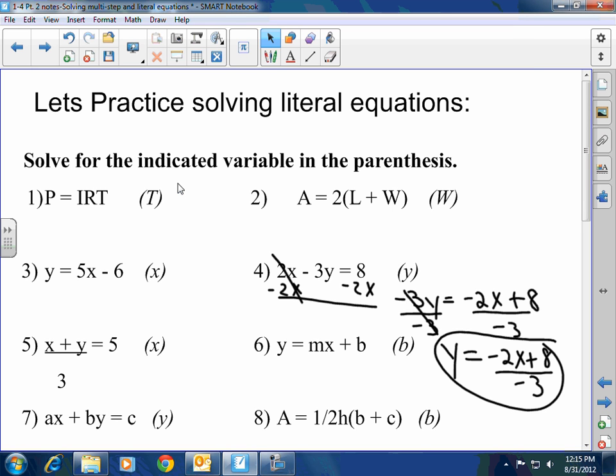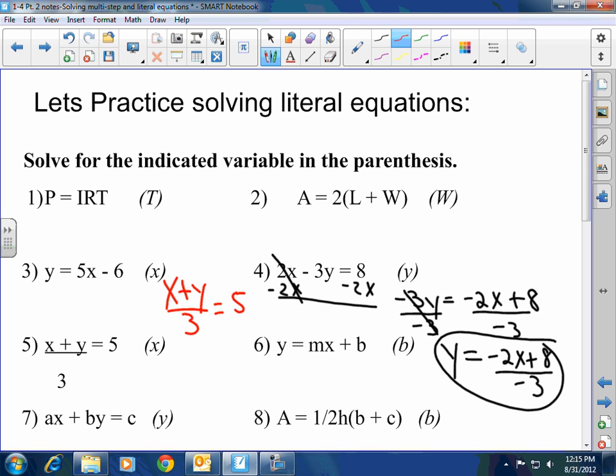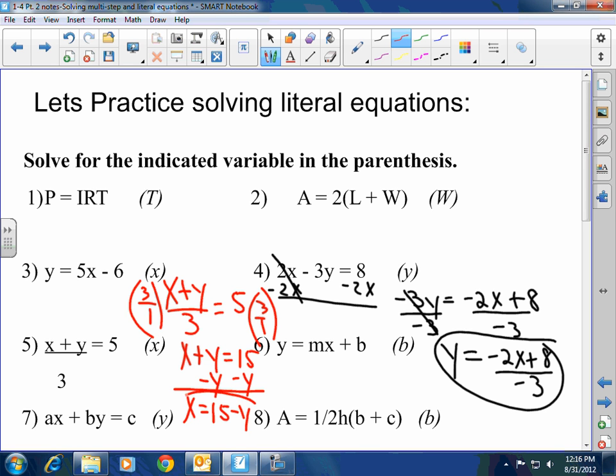Okay, next. 5 plus x divided by 3 equals 5. I want to solve for x. Well, this 3 is in the denominator here, okay? Let me write this over here so you can see it a little bit better. Equals 5. Remember how we get rid of the denominator? You just multiply by its reciprocal, right? Same thing as getting rid of a fraction. So this is 1 over 3, so I'm going to multiply by 3 over 1. So I've got x plus y now equals 15. I want to solve for x, so I subtract y to both sides. X equals 15 minus y. That's for number 5.